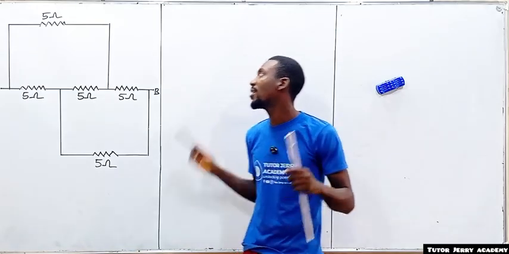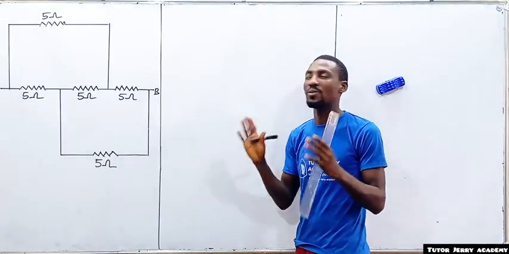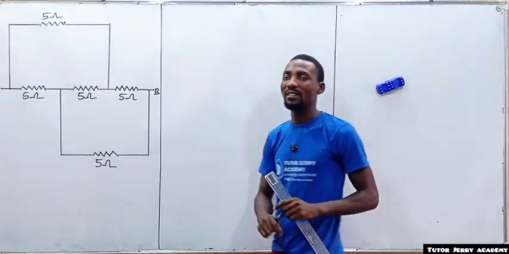All right, let's solve another interesting question on circuit analysis. The question says we should find the equivalent resistance between terminal A and terminal B.